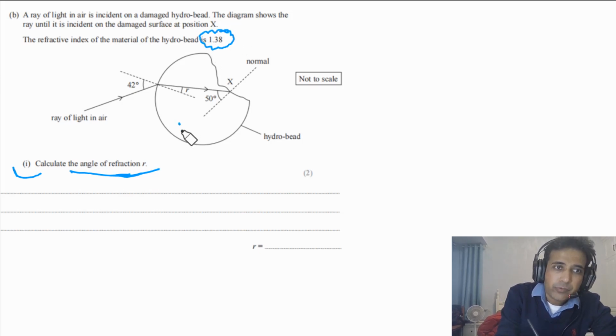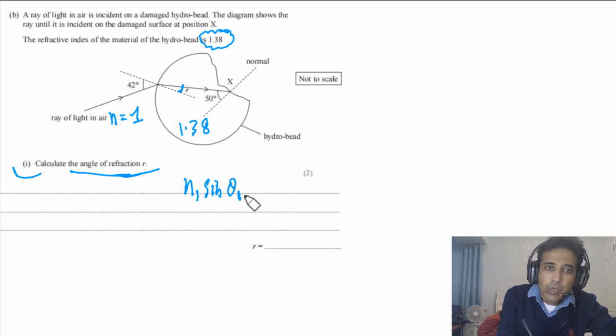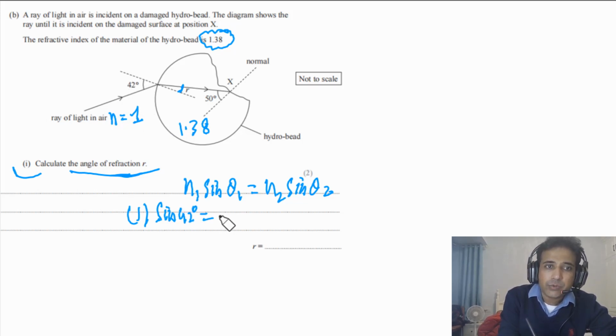Part B says calculate the angle of refraction r, and the refractive index of the hydro bead is given to us, which means the refractive index of this medium is 1.38 and the refractive index of air is equal to 1. We need to calculate this angle of refraction. So simply we have to use Snell's law. We can write down n1 sine of theta 1 is equal to n2 sine of theta 2. In this case we have n1 equal to 1, sine of theta 1, where this angle with the normal is 42 degrees, and n2 is equal to 1.38, and we need to find sine of r.